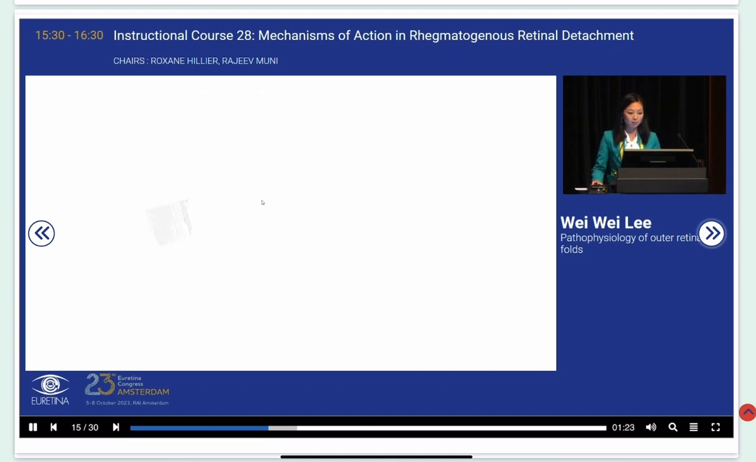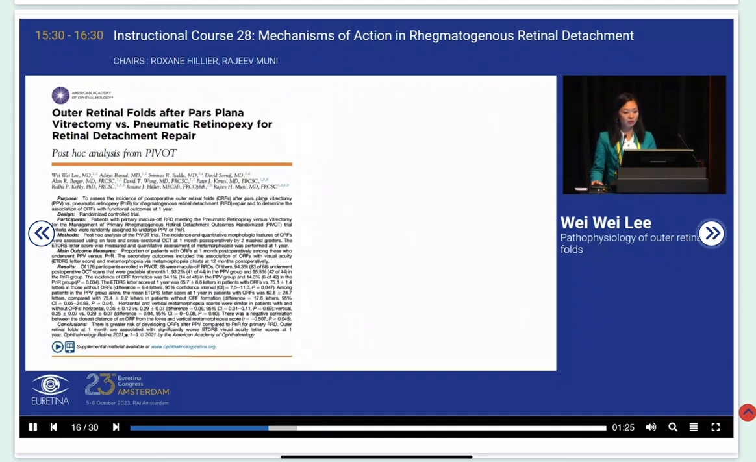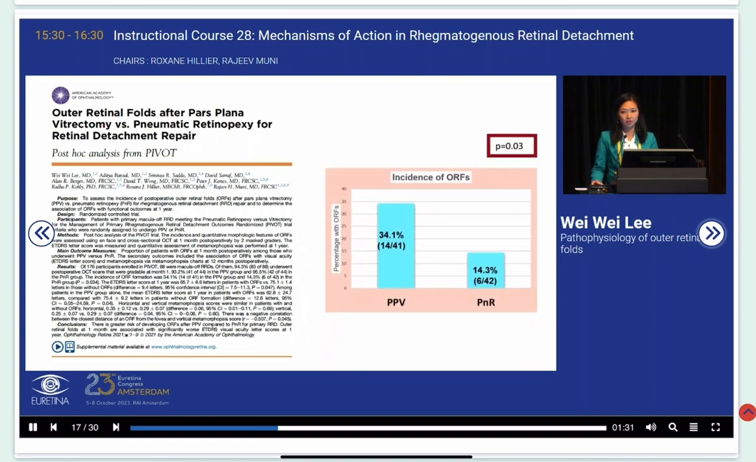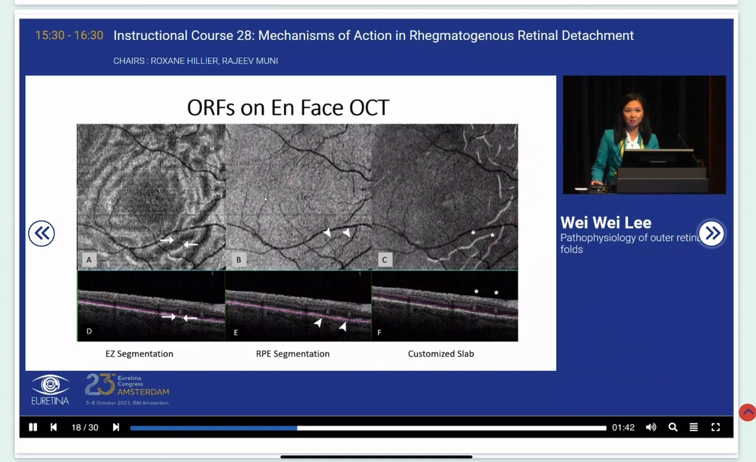So our group performed a post-hoc analysis of the PIVOT trial, looking at the incidence of outer retinal folds after vitrectomy compared to pneumatic. And we found that the incidence of outer retinal folds was significantly higher after a vitrectomy at 34.1% compared to 14.3% after a pneumatic. So what is the best way to detect outer retinal folds?